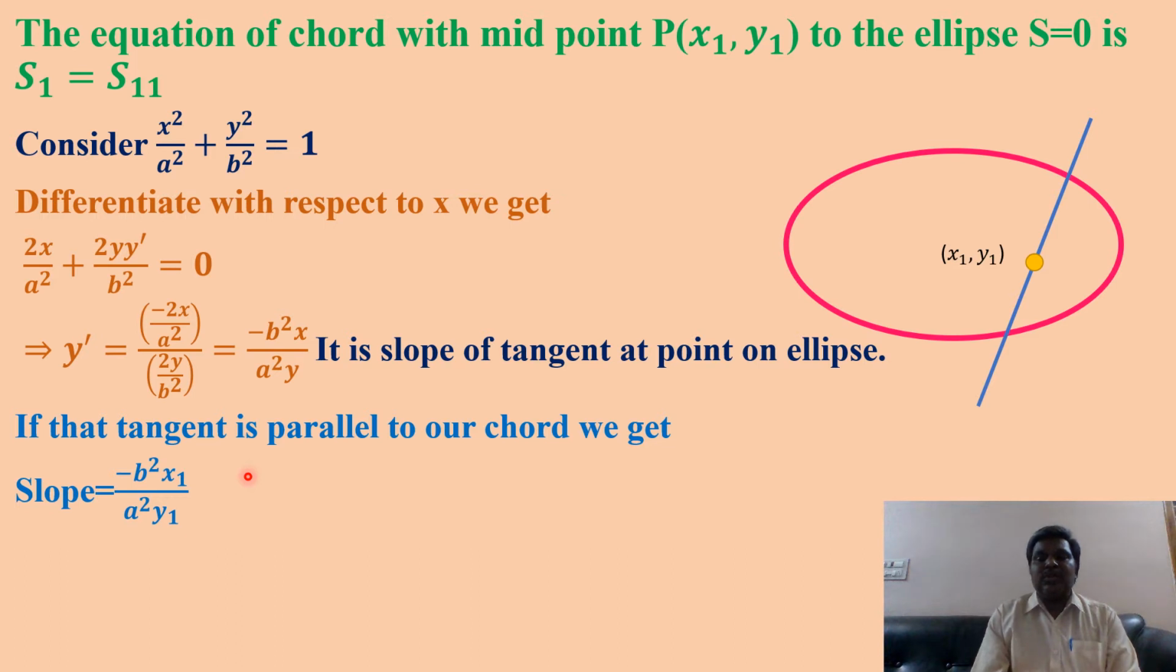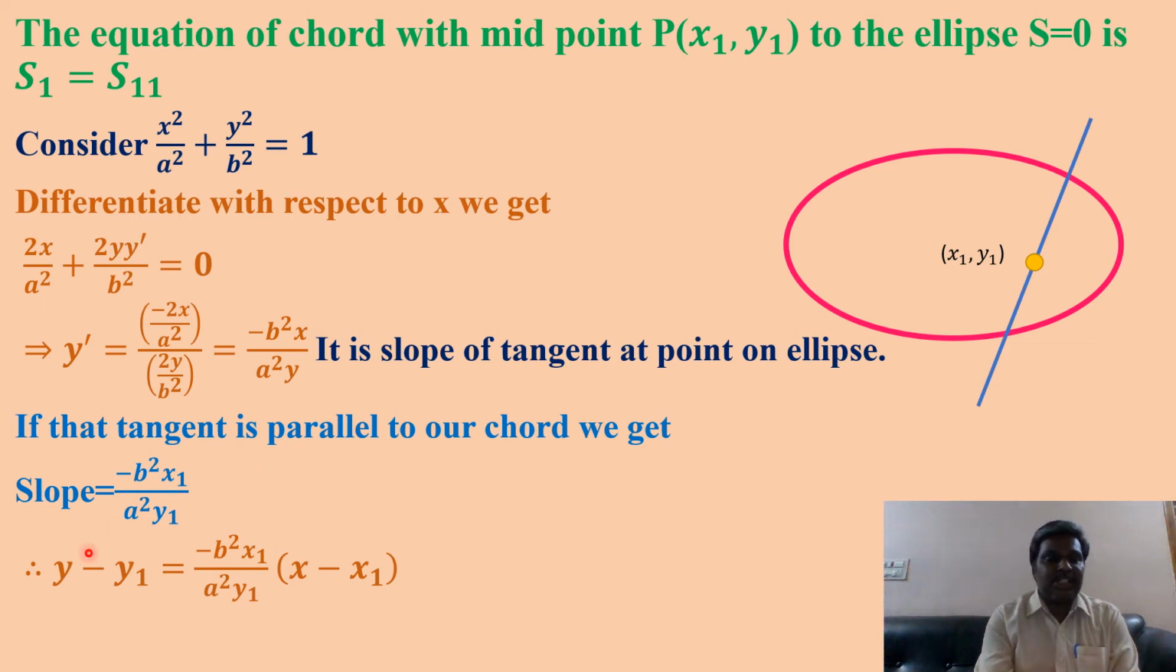So you know the point on the line and having slope minus b square x1 by a square y1. So can you write the equation or not? By using the formula y minus y1 is equal to m into x minus x1. So y minus y1 equal to, what is m value? Minus b square x1 by a square y1 into x minus x1.